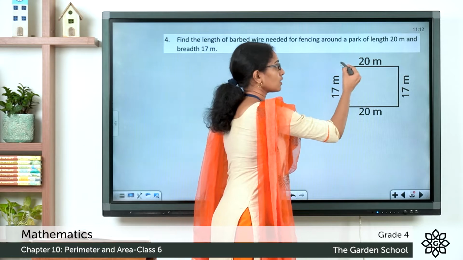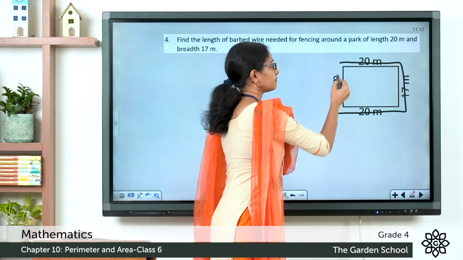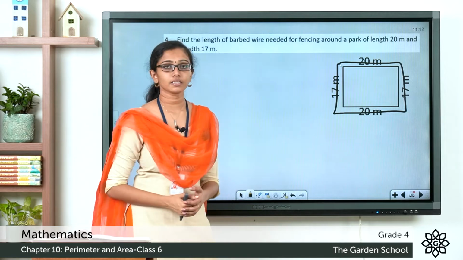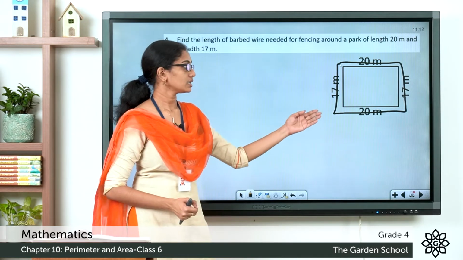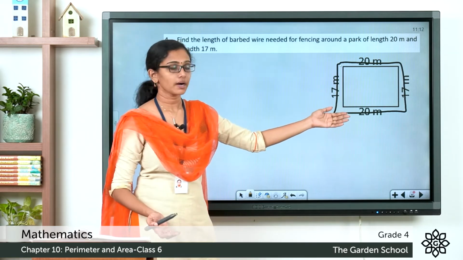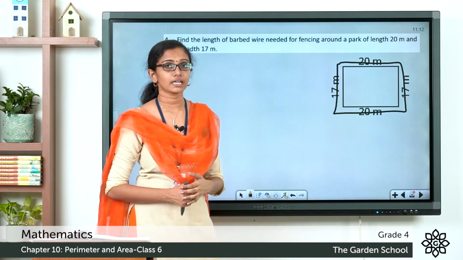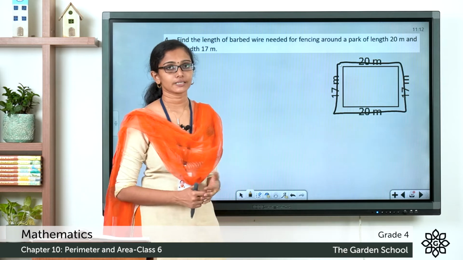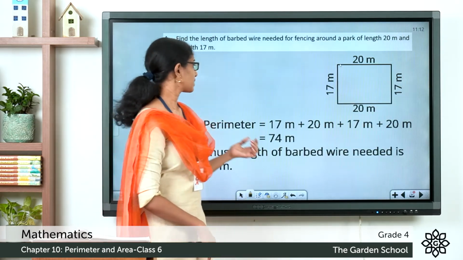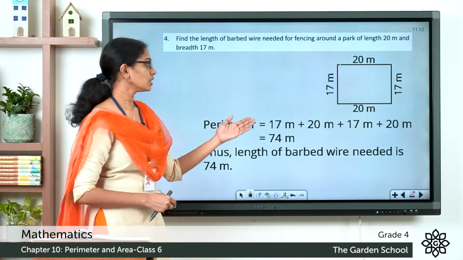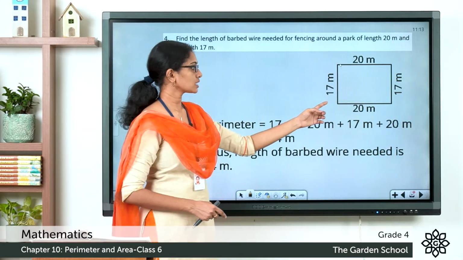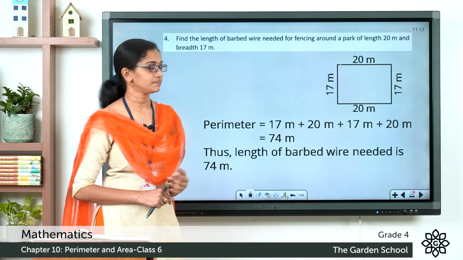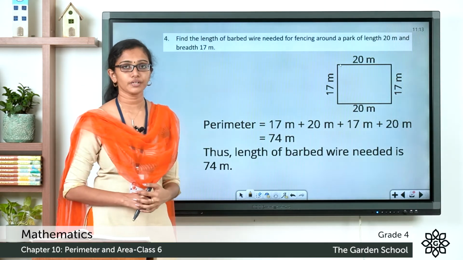So, to find out the length of the boundary, it means finding out the perimeter. So, how do we find out the perimeter of this one? The park is a rectangular one. So, the perimeter of a rectangle is equal to the sum of the lengths of all its sides. So, let's see the steps. The perimeter is equal to 17 meter plus 20 meter plus 17 meter plus 20 meter. What is it? It is equal to 74 meter.